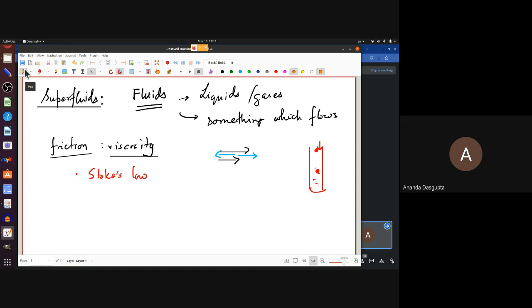But apart from all of that, there is one more very important reason why you should not do this experiment using water. Can anybody tell me what that is? I know I am asking you old stuff, but these are typical questions which people ask in viva, for example.